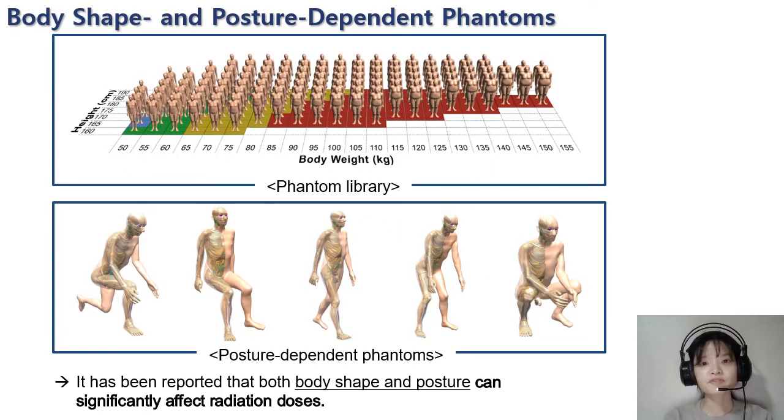The first step of the phantom individualization was to construct phantoms in various body shapes and postures and investigate their dosimetric impact. Many research teams, including us, have revealed that different body shape or posture can actually significantly affect radiation doses. So now, as we know that body shape or posture can matter, the next step would be individualizing phantoms with a certain body shape and posture.